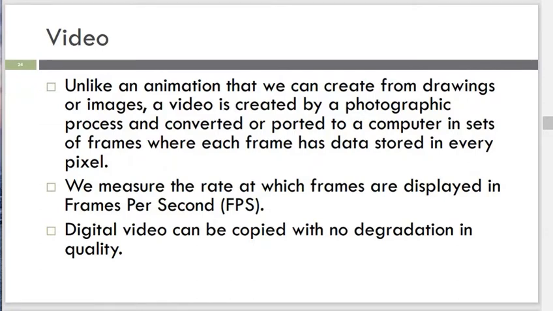The second part of our lecture, as an example of multimedia technologies, is video. Unlike an animation that we can create from drawings or images, a video is created by a photographic process and converted or ported to a computer in sets of frames, where each frame has data stored in every pixel as a definition of the video. We measure the rate at which frames are displayed in frames per second. Digital video can be copied with no degradation in quality.